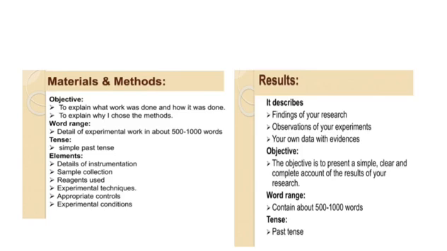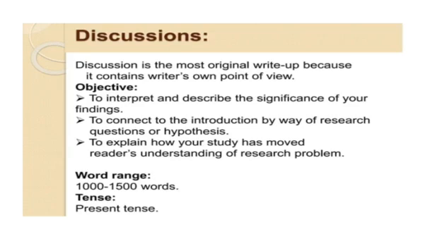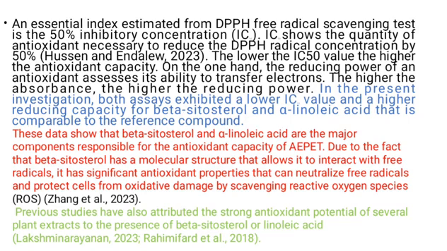So discussion, conclusion, and recommendation is chapter 5. What is discussion? Discussion is to interpret and describe the significance of your findings, the significance of your result. It's in the discussion that I do that. So look at a typical example of discussion. The typical example of discussion is this.